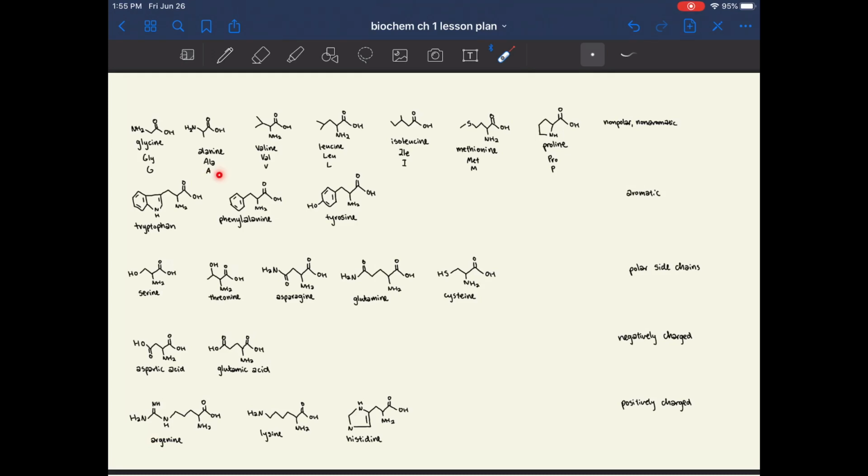So alanine is the second simplest amino acid, and alanine has a CH3 group as its R group, and as you go down, they increase in complexity till you reach proline, which is a ring.